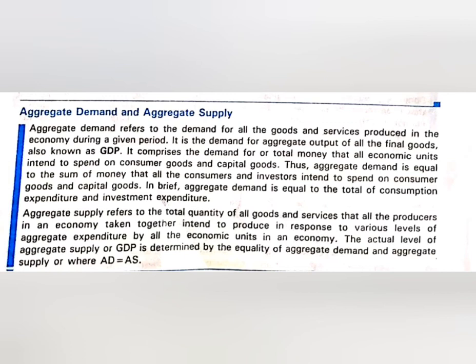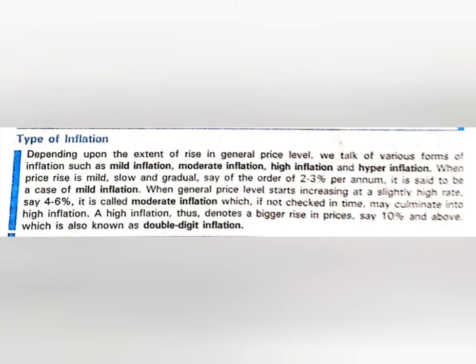So I'm just telling you that in the GDP you have to take the consumption expenditure as well as the investment. Okay, both the things you have to take into account. And when we talk about the supply side, it refers to the quantity of all the goods and services that the producers are making, or they are willing to sell.